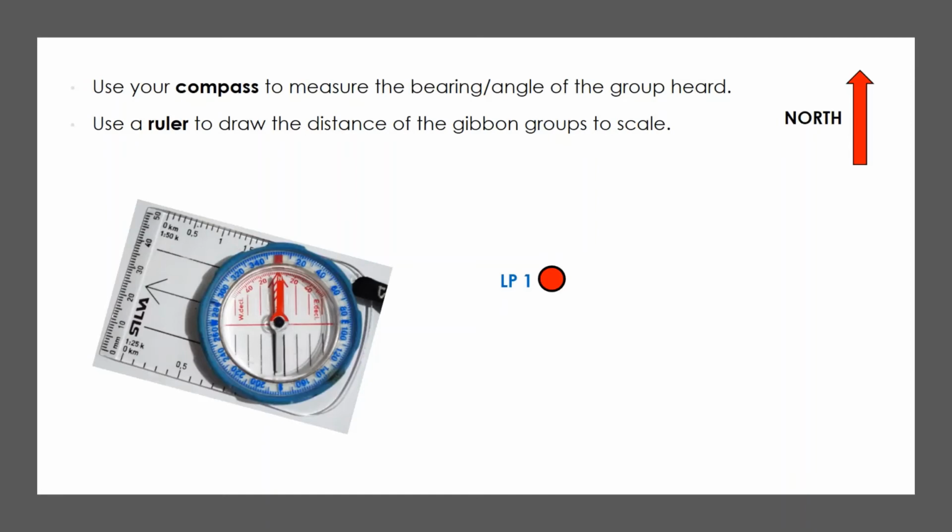So here we have this is listening post one data, and they heard two groups. The first group was 300 degrees bearing to north and 800 meters away. And the second group they heard was about 110 degrees, 200 meters away.